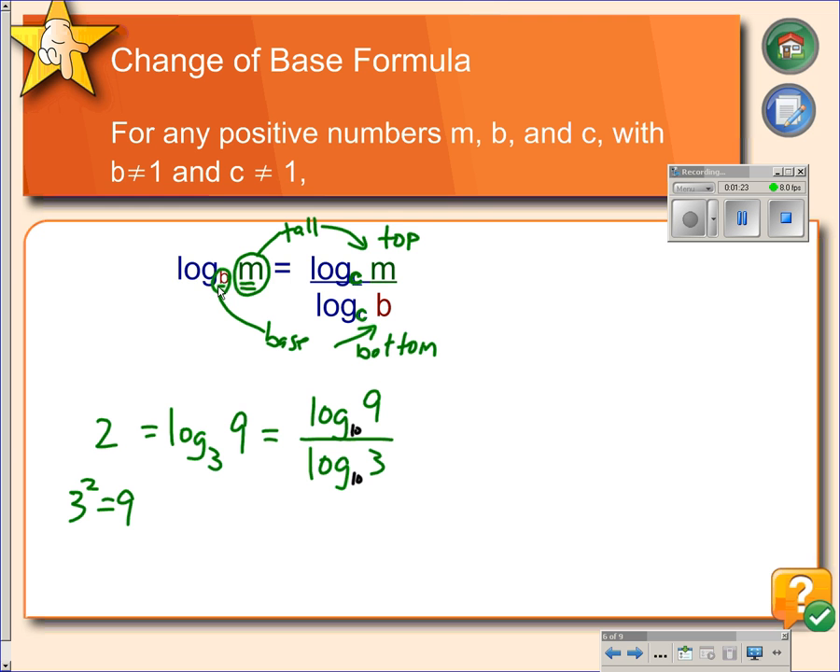So log of 9 is 0.9542 and log of 3 is 0.4771. If you divide those, you get 2. So the answer is 2 here, which we did just using properties of exponents and logs that we know. Answer is here, 2, using the change of base formula.